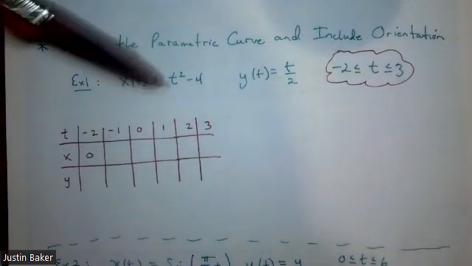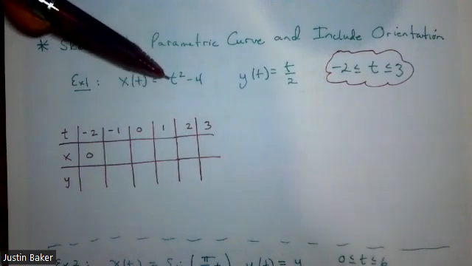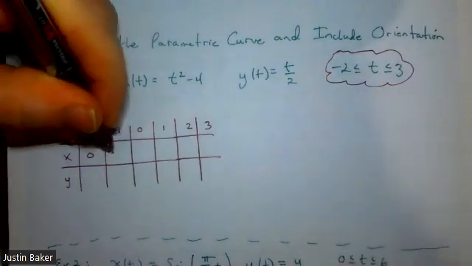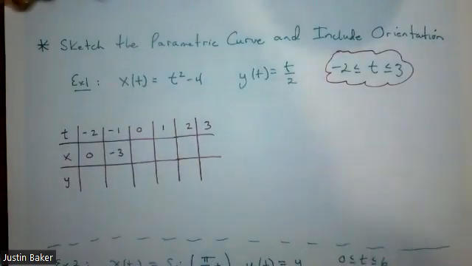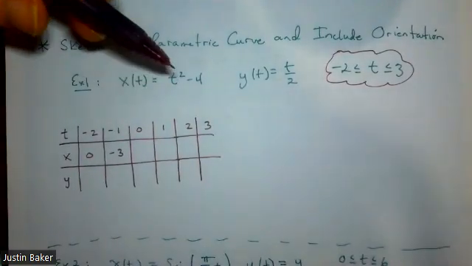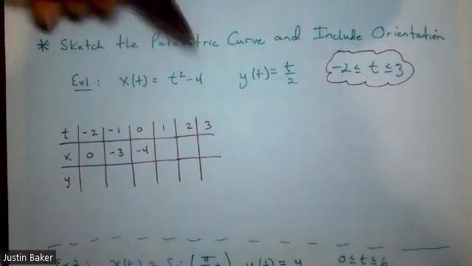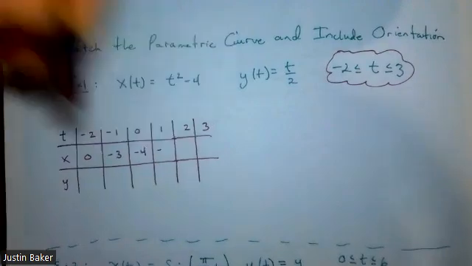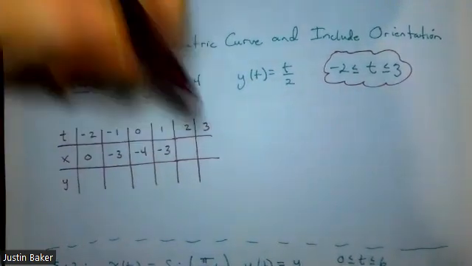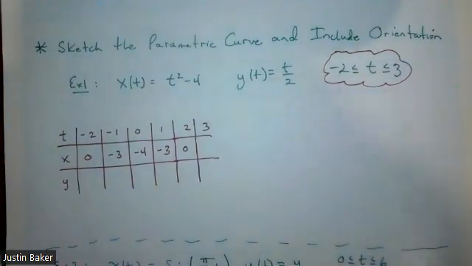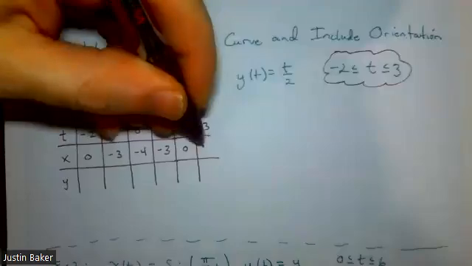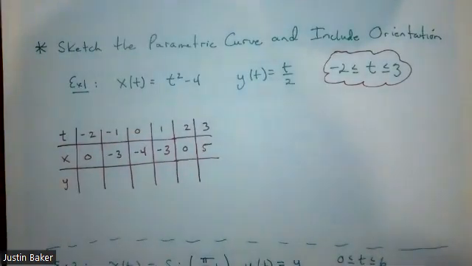If I plug -1 into X, that becomes -3. If I plug 0 in, that gives us -4. If I plug 1 in, that gives us -3. 2 gives us 0, and 3 gives us a result of 5.